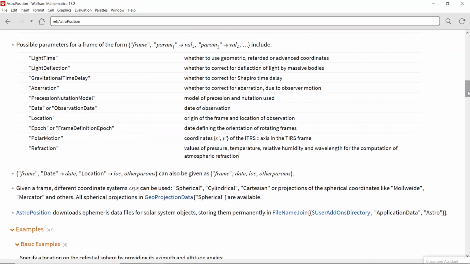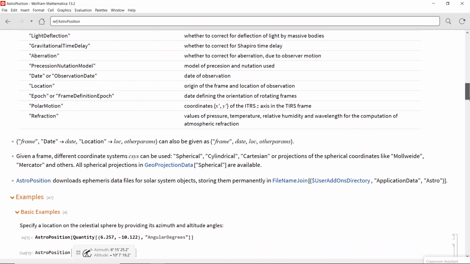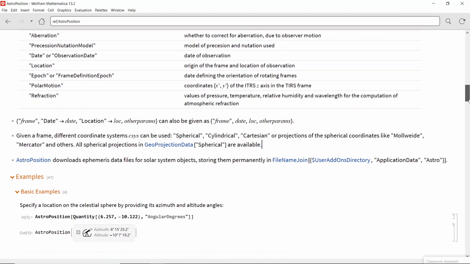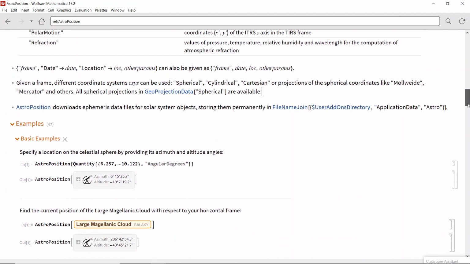Given a frame, different coordinate systems can be used: spherical, cylindrical, Cartesian, or other projections of the spherical coordinates like Mollweide, Mercator, and others. All spherical projections in GeoProjectionData["Spherical"] are available. AstroPosition downloads ephemeris data files for solar system objects, storing them permanently in FileNameJoin[{$UserAddOnsDirectory, ApplicationData, Astro}].